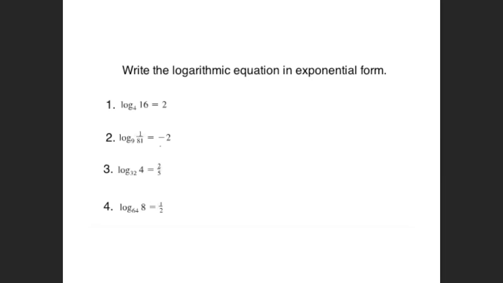Let's review a little bit. In this problem, let me turn on my marker here. If I wanted to rewrite the logarithm as an exponent, this would be 4 to the second power is equal to 16. Here, this would be 9 to the negative second power is equal to 1 over 81. Here, this would be 32 raised to the 2/5 power is equal to 4. And here I'd have 64 to the 1/2 power is equal to 8. And that would be rewriting a logarithm as an exponent.